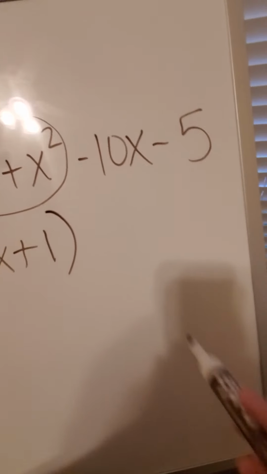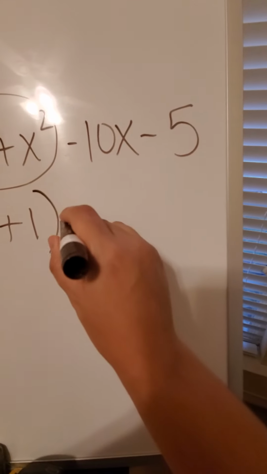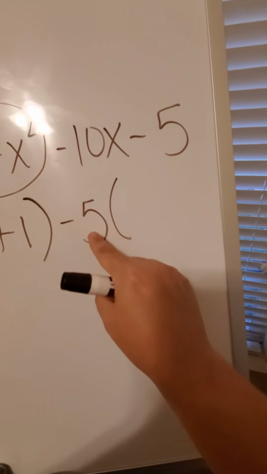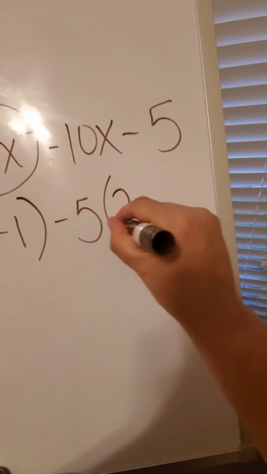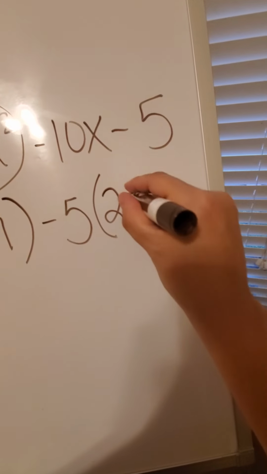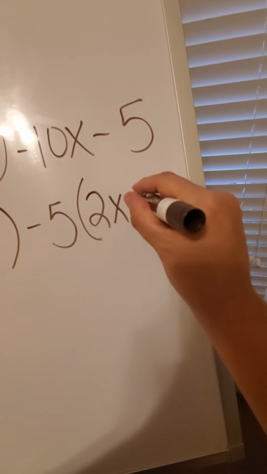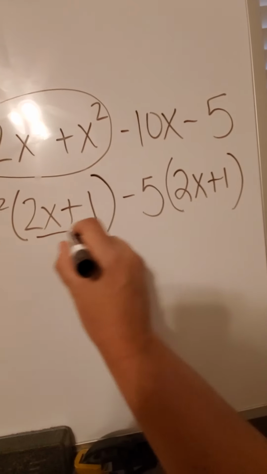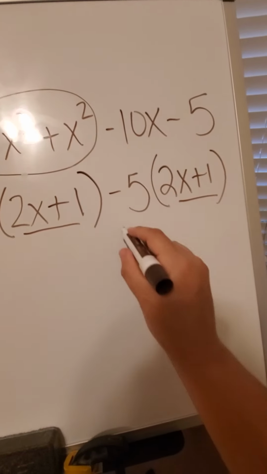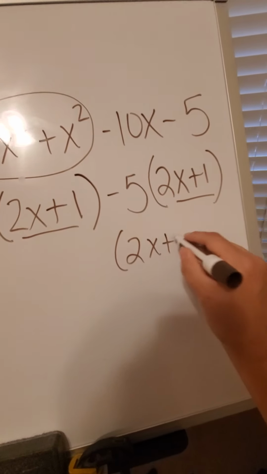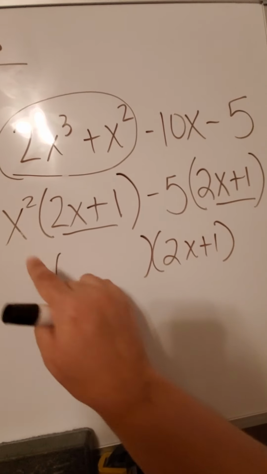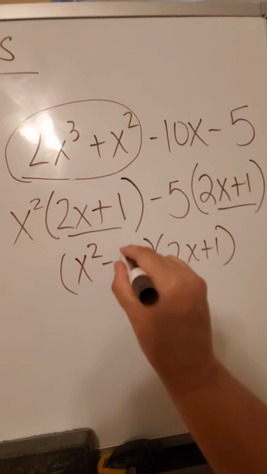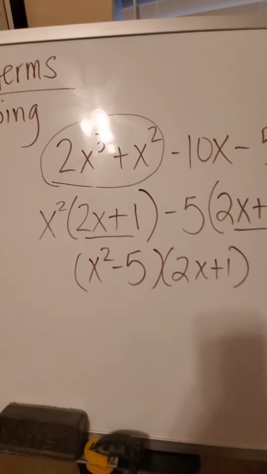All right, then over here, I can factor out a minus 5, right? Because 5 will go into 5 and 10. And 5 times 2 will give me 10, and x. And negative 5 times positive 1 will give me negative 5, right? Now, matches, right? So I'll say 2x plus 1. And then on this other one, I'll say x squared minus 5. And that's grouping. Ta-da!